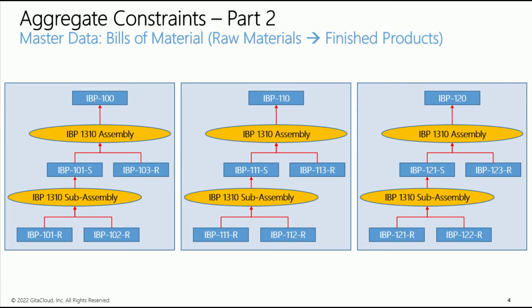You can also see the bill of material and production capacities involved to produce the 3 different finished goods. All the finished goods need dedicated raw materials as shown here. A subassembly resource is used to produce the semi-finished products, such as IBP 101S. An assembly resource is used to produce the finished products, such as IBP 100.